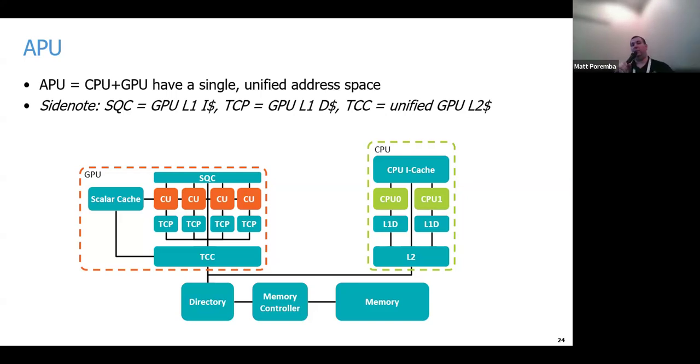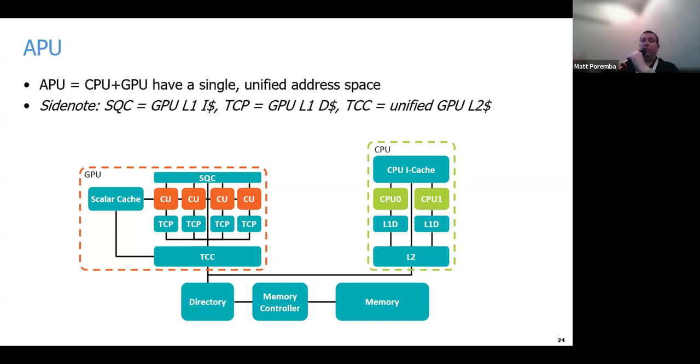And by the way, AMD uses some different naming for this. So TCP is an L1 data cache, SQC is L1 iCache, TCC is the unified L2 cache. But you can see that what we have here is a number of compute units, in this case 4, shown in orange. Every 4 compute units are sharing an L1 iCache, but they each have their independent L1 data cache, and then they share an L2 cache beyond that. They also share a scalar cache, which is used for operations where you're doing the exact same thing on every thread, say loading the base address of an array. So instead of loading that for every thread and putting it into the vector register file and taking up a whole bunch of space, you can load it once in a scalar cache and use it for everything.